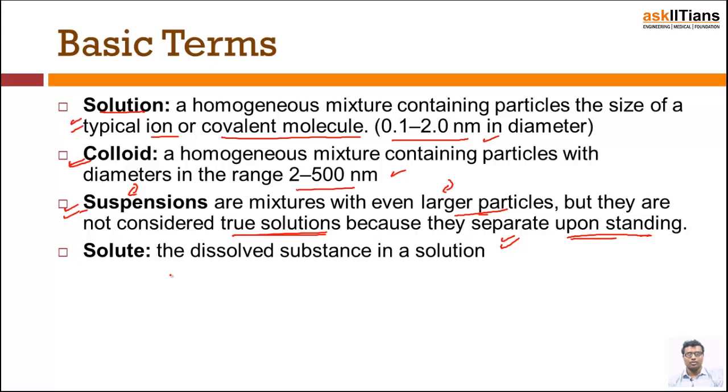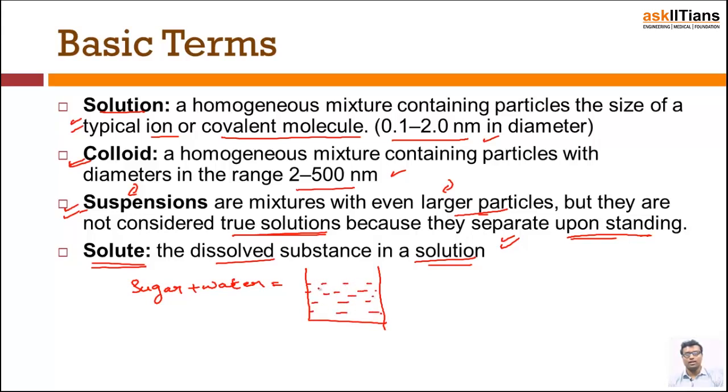Next, solute. When I'm talking about the particles or the ions, there might be some particles, right? So these particles constitute the solute. So solute is nothing but the dissolved substance in a given solution. For example, I take sugar plus water. When I mix it, I will get a sugar solution or sugar syrup. These particles are very small, too small to detect, right? So these dotted particles are the solute particles. Here the sugar is called the solute, which is a dissolved substance in a given solution.